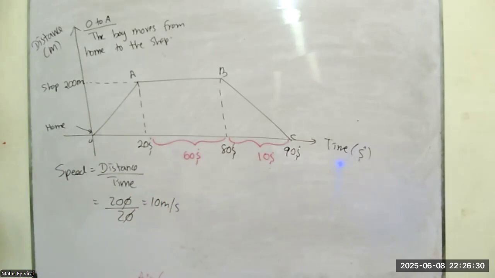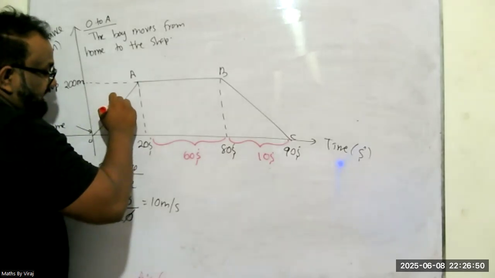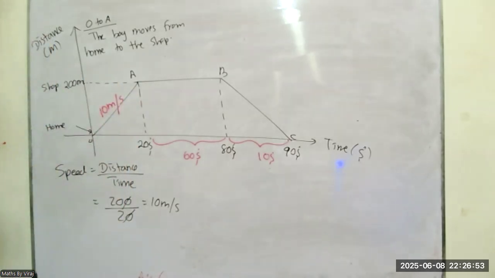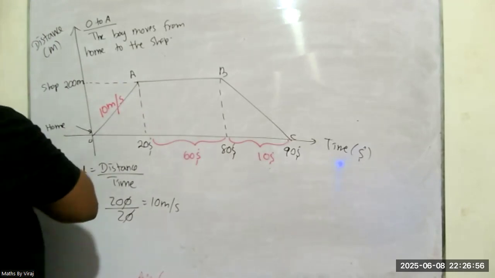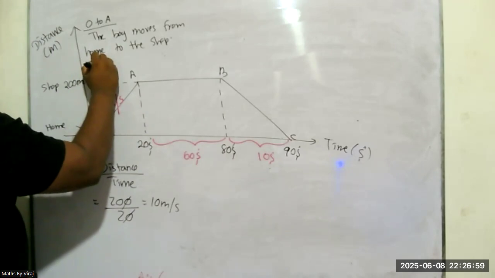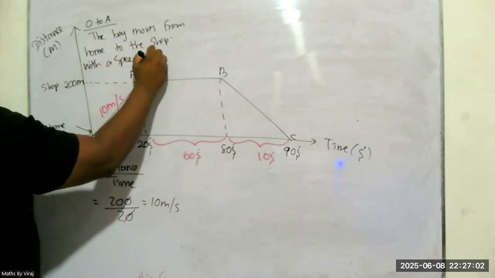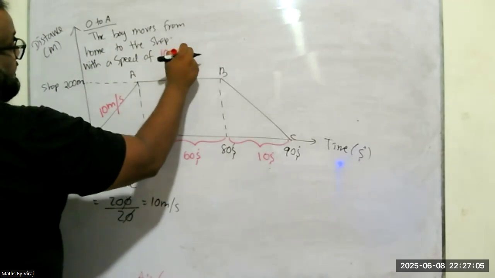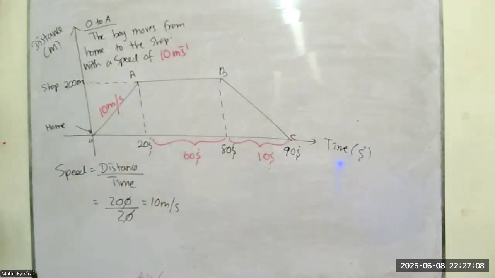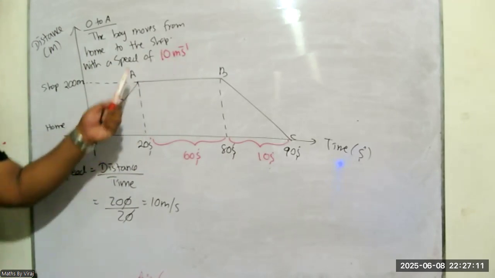A bit unrealistic. A child can't run, how can I say, 30 feet in 1 second. Be that as it may, for the calculation purpose, we'll take it as such. All right? 1 meter is almost 3 feet. So now the speed here is what? 10 meters per second. The boy moves from home to the shop with a speed of 10 meters per second. You should understand that I have used two different ways, but they still have the same meaning.